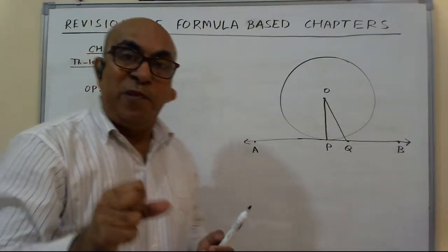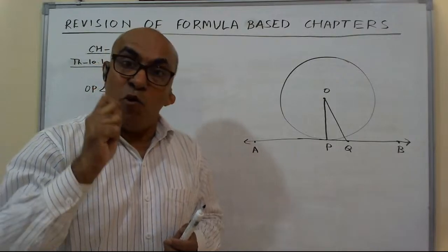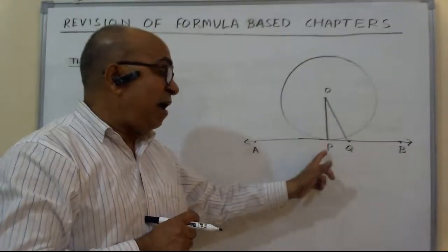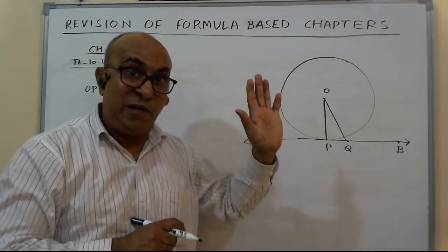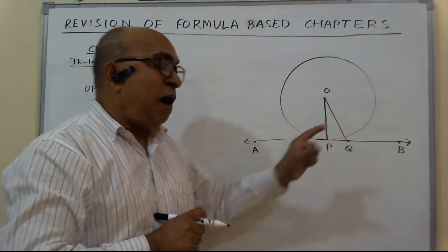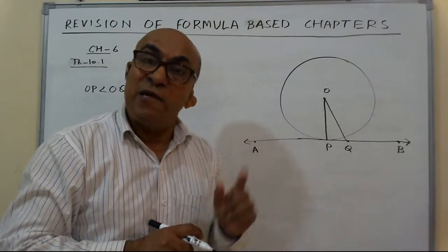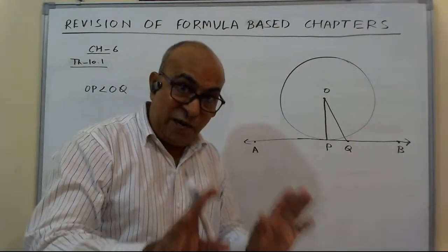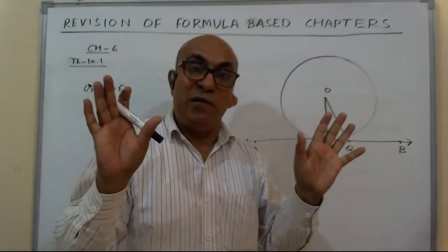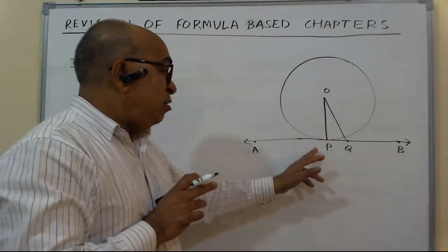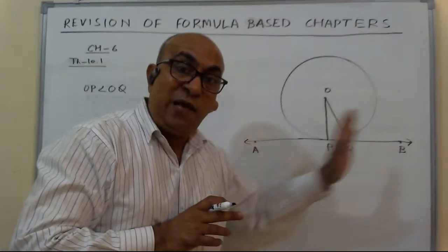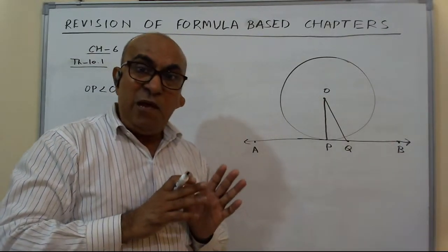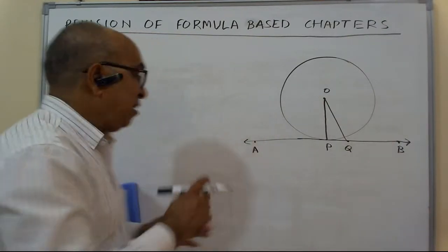You write: a circle with center O is given. AB is a tangent to the given circle at P. That you have to write in the beginning. Then you write, take another point Q on the tangent AB. Join OP and OQ. After writing till there, then you write, any point on tangent AB except P will be outside the circle.